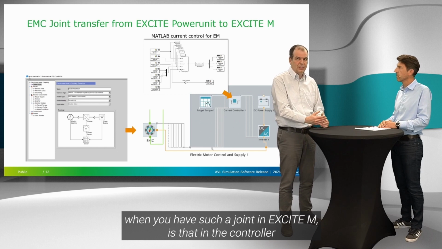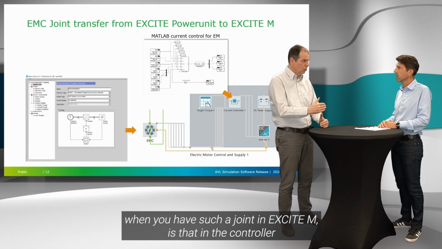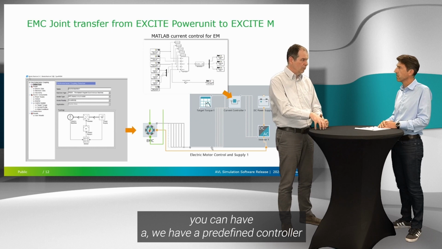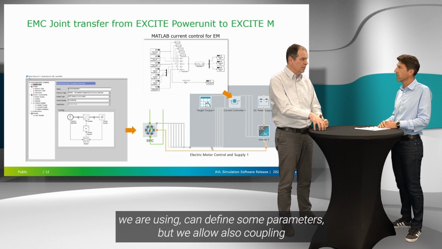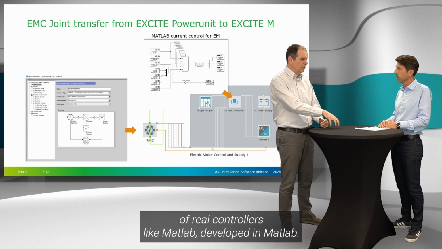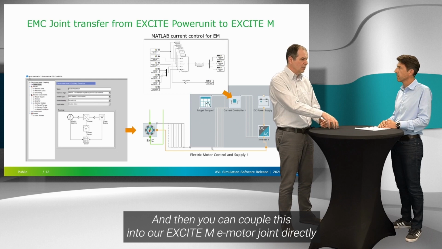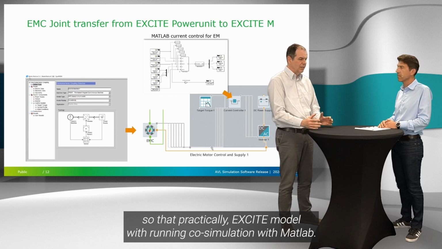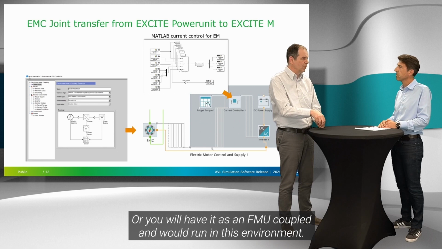a joint in EXCITE M is that in the controller, we have a predefined controller where user can define some parameters, but we allow also coupling of real controllers, developed in MATLAB, and then you can couple this into our EXCITE M e-motor joint directly, so that practically the EXCITE model will run in co-simulation with MATLAB, or will have it as an FMU coupled and would run in this environment.